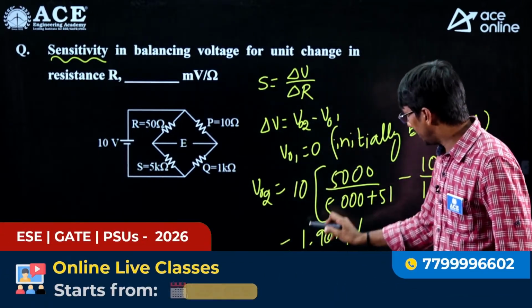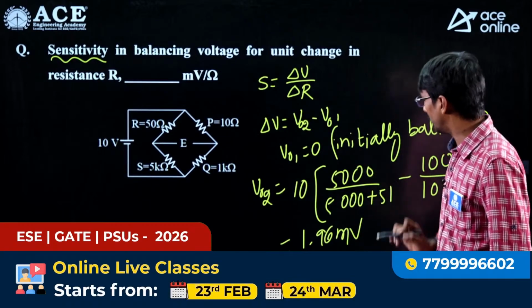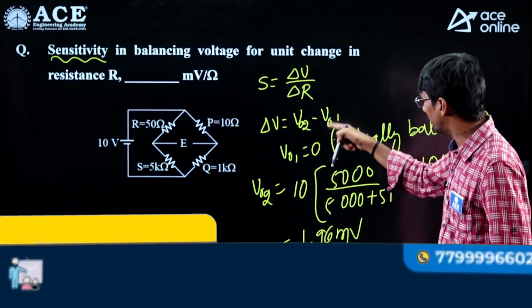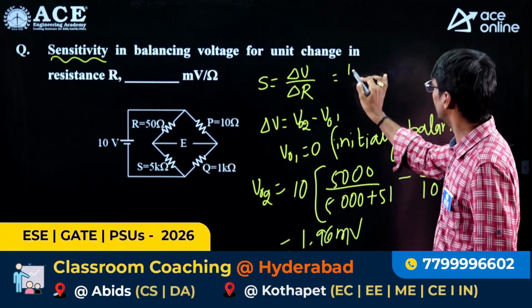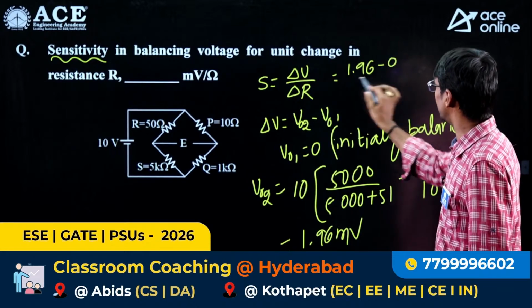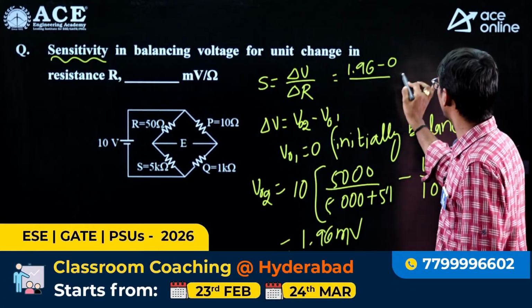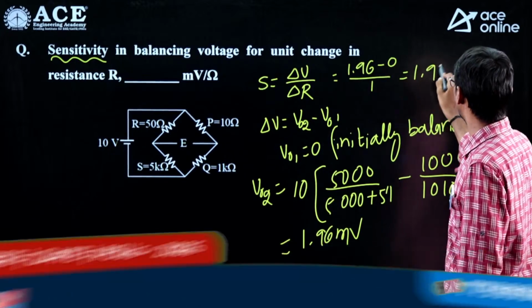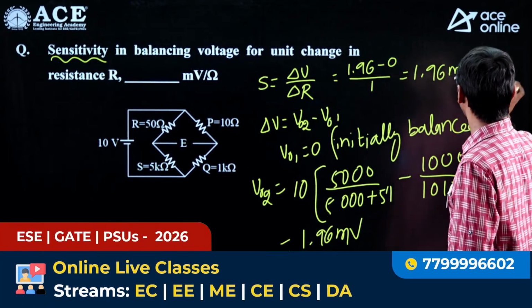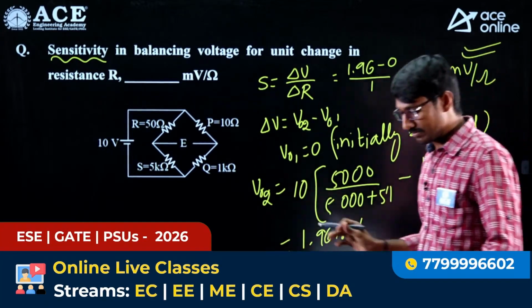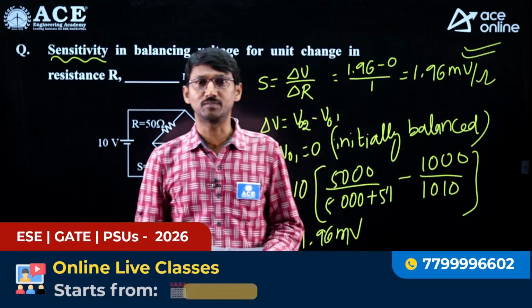So V02 is 1.96, V01 is 0. If you substitute here 1.96 minus 0, change in resistance we have taken here 1 ohm. So therefore we are getting 1.96 millivolt per ohm. This is the answer. These are the questions from measurement subject.